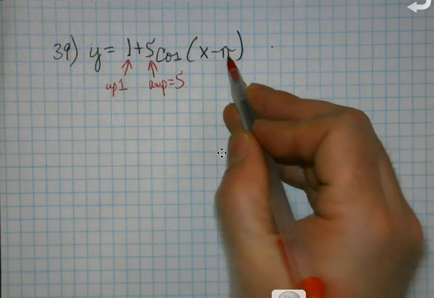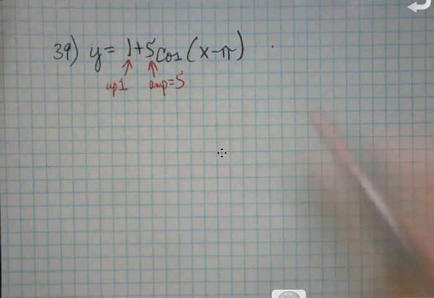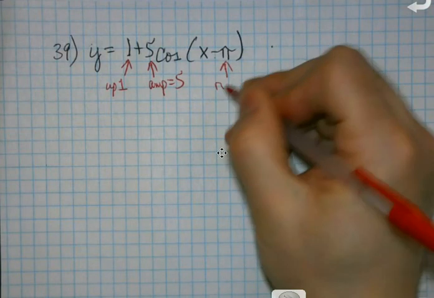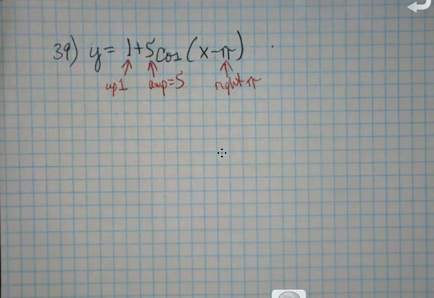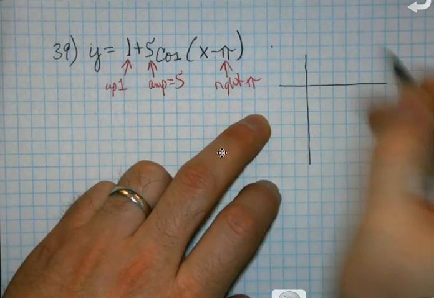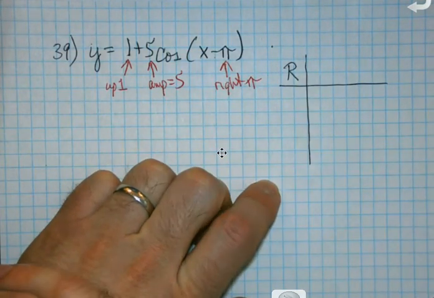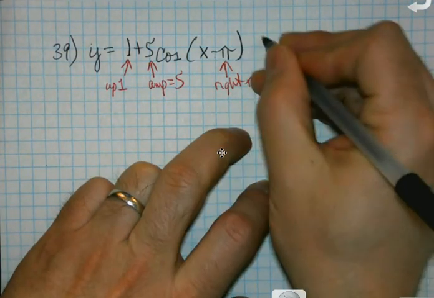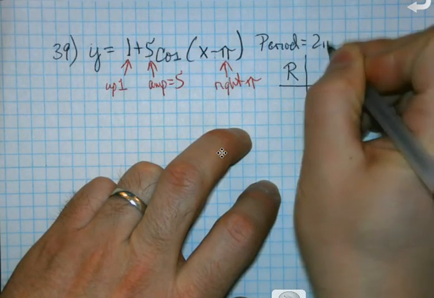And then this minus pi, now what's that mean? Okay, we're going to be shifting right a whole pi. So you're like, oh, that's a lot of stuff to keep track of. But it's nothing that we can't do with a little bit of patience here. Did my period change at all? No. So my period is still going to be 2 pi.